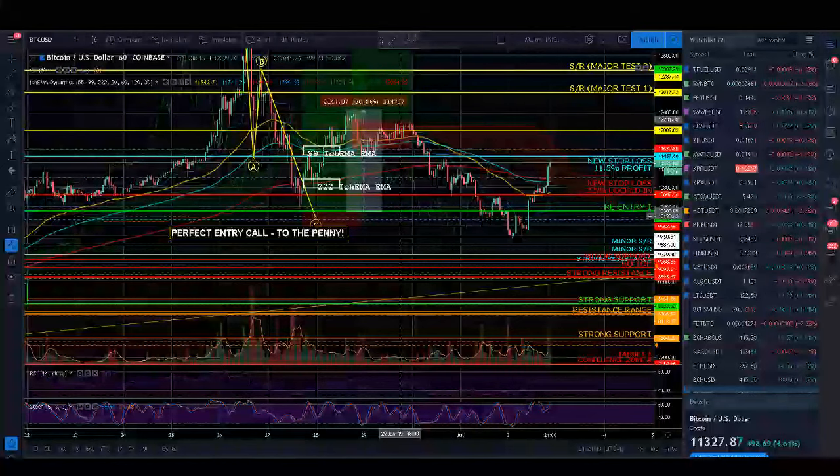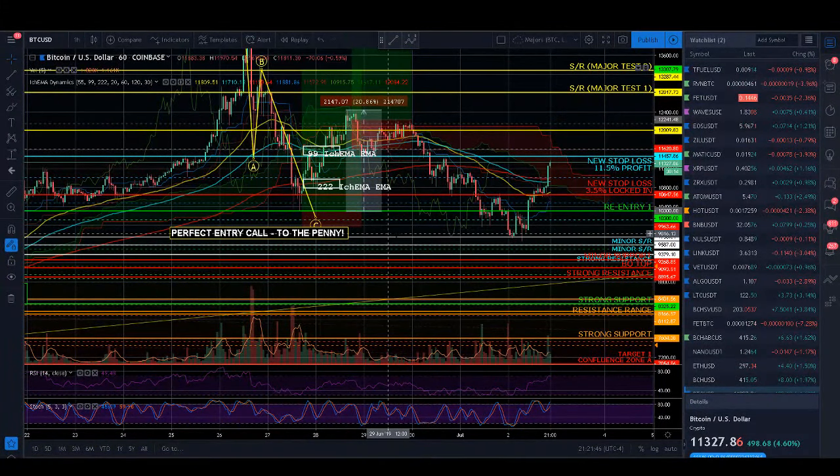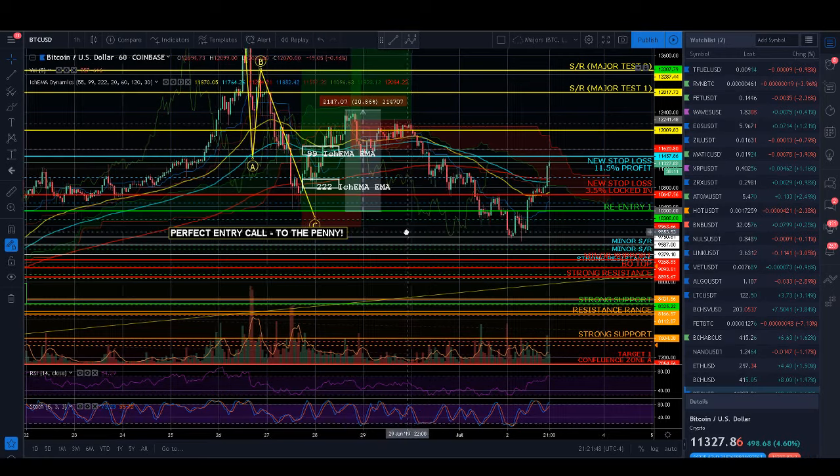It looks like it came back down, didn't go down as far as I thought it would, but it held right at the 382, right at a crucial EMA.